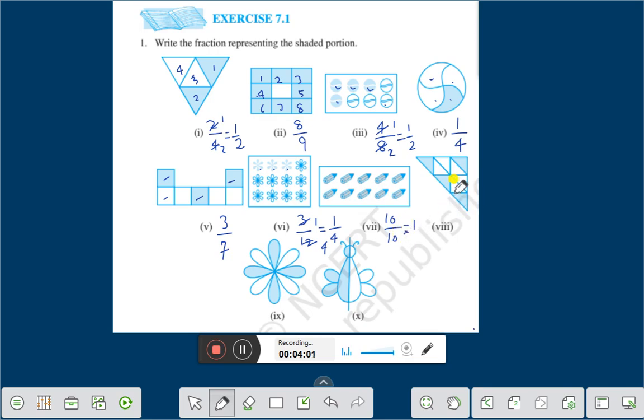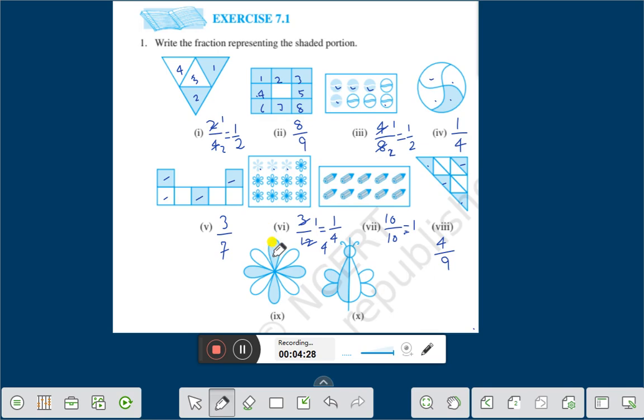Now question number 8. How many parts are shaded? 1, 2, 3, 4. 4 parts are shaded. So it will be 4 by the total parts, which are 1, 2, 3, 4, 5, 6, 7, 8, 9. The total is 9. Therefore it will be 4 by 9.